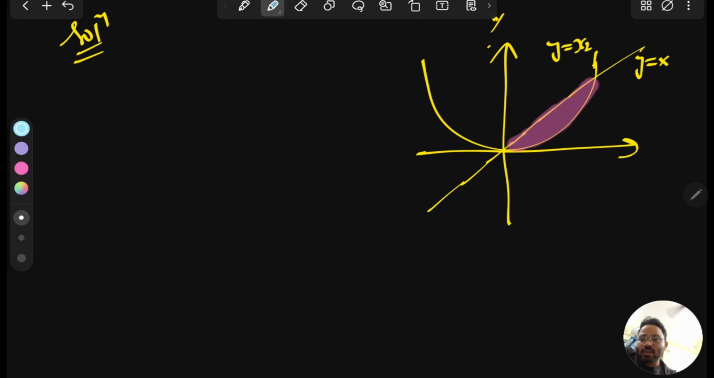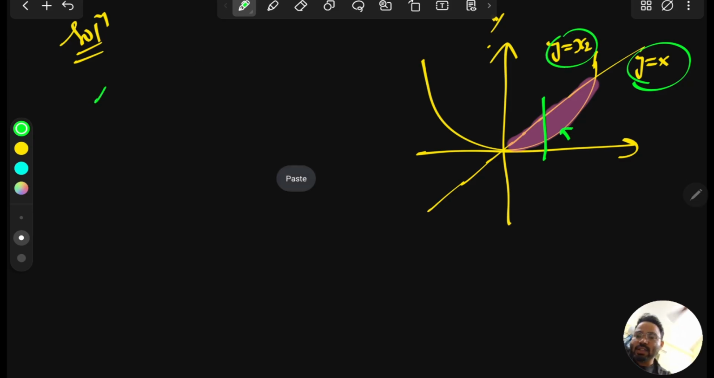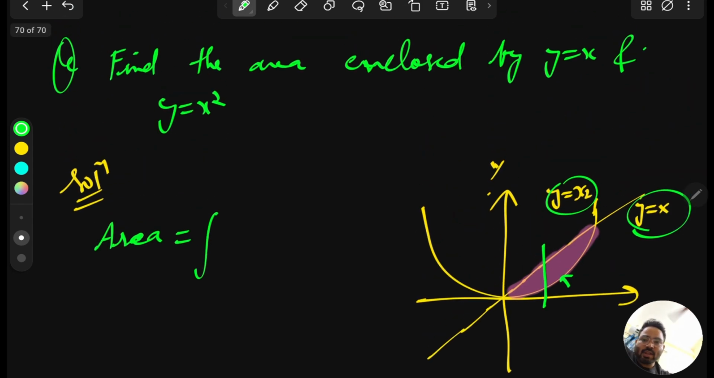Now if you have any problem deciding which curve is above and which curve is below, just draw a line and see on this line which curve is on the upper side. The upper curve is y equal to x, and the lower curve is x square. So our area will be the integration from where to where we have to find out.